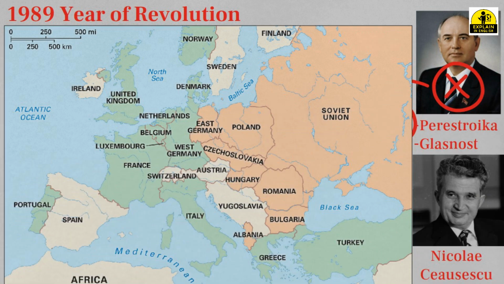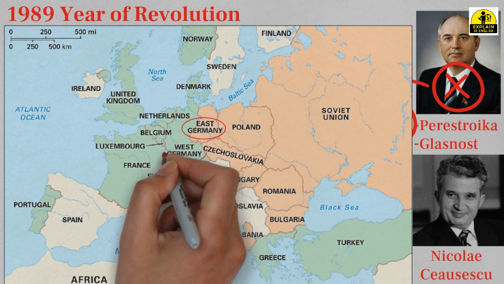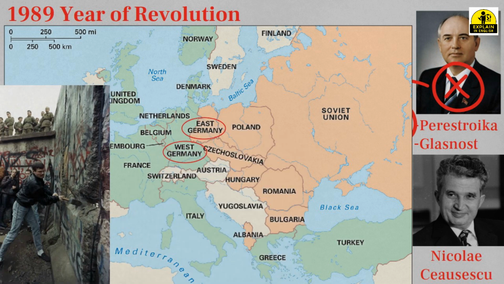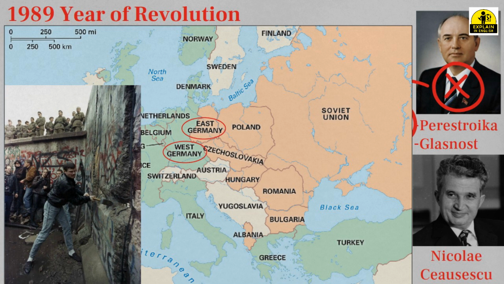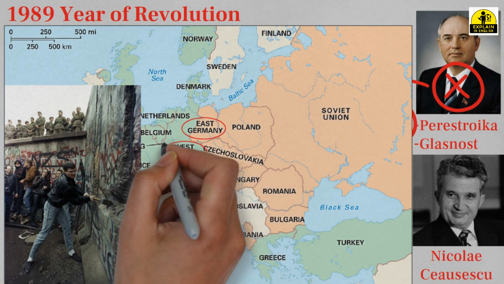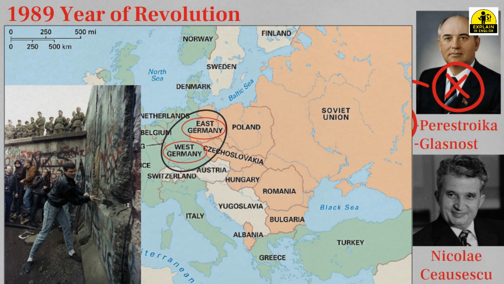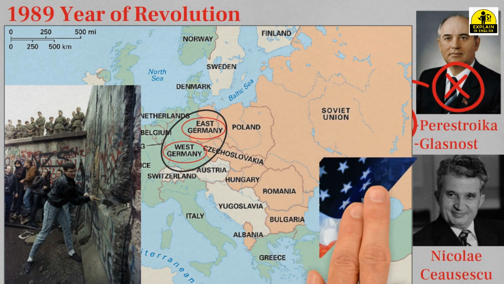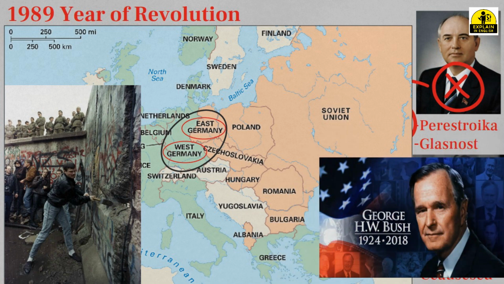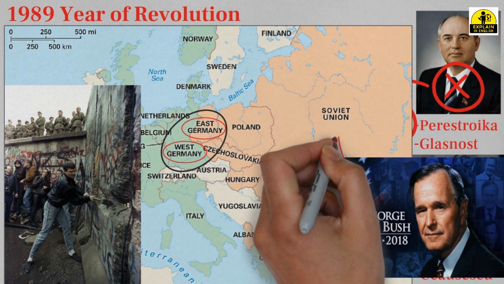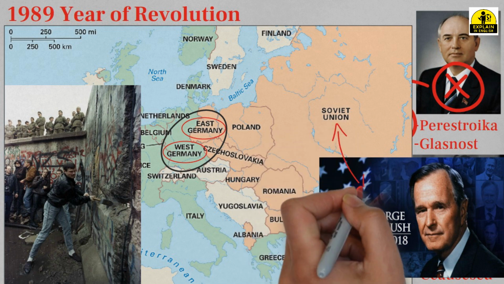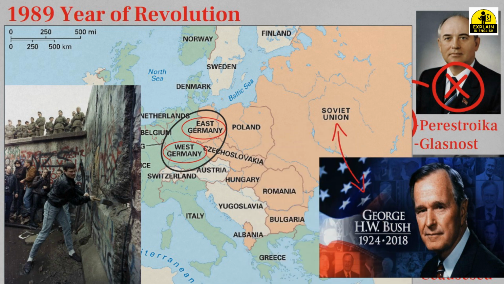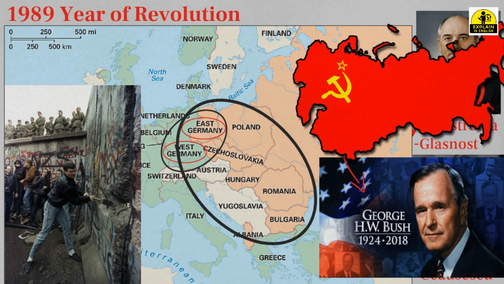Earlier, Germany was divided into East and West Germany. But it was after the revolution that the Berlin Wall was brought down in November 1989, and the two Germanys became one again. At that time, America's President, George H.W. Bush, also announced the end of America's Cold War with the USSR because communist governments were overthrown in many European countries. Many countries in Eastern Europe got their freedom, but the USSR still existed.